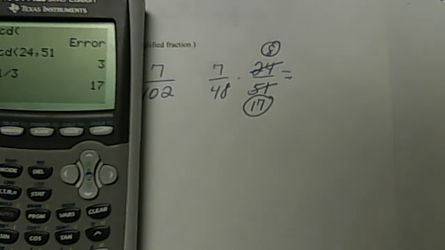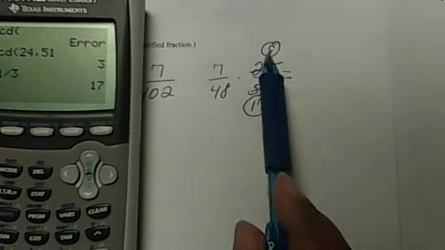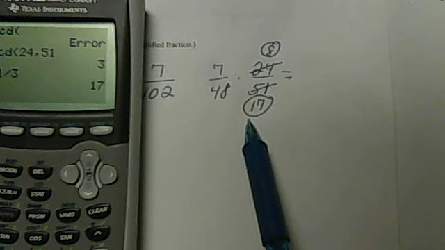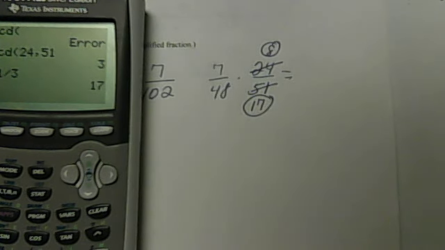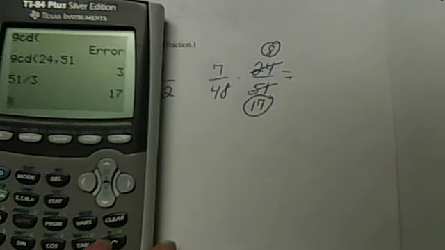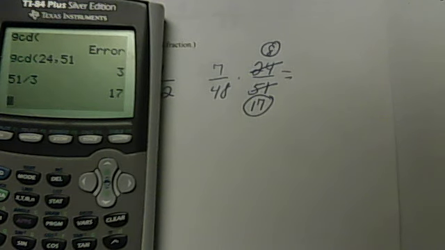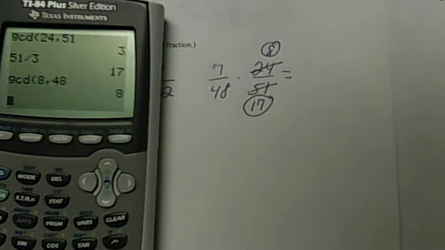We always look and see if there's any more reduction that can be done. So let's see. 8 and 17, no, they don't have anything in common. But actually, 8 and 48 would have something in common. Alright? And we would find the greatest common factors between those two if we were doing this by hand. So I would find my GCF between 8 and 48, and I see that it's 8, of course, right?